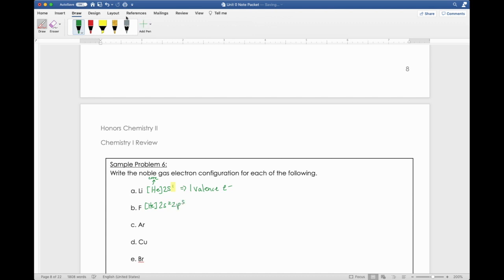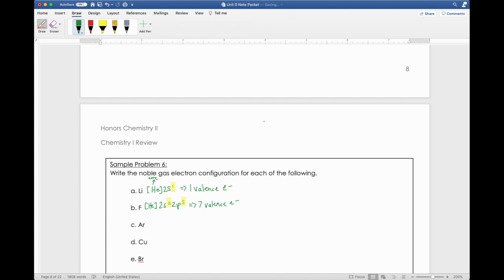2p5. And again, you can determine how many valence electrons that particular element has by counting how many electrons are in that outermost shell. In this case, for fluorine, it's the second shell. So this element, fluorine, has 7 valence electrons. Again, which gives fluorine the very unique properties that it has.